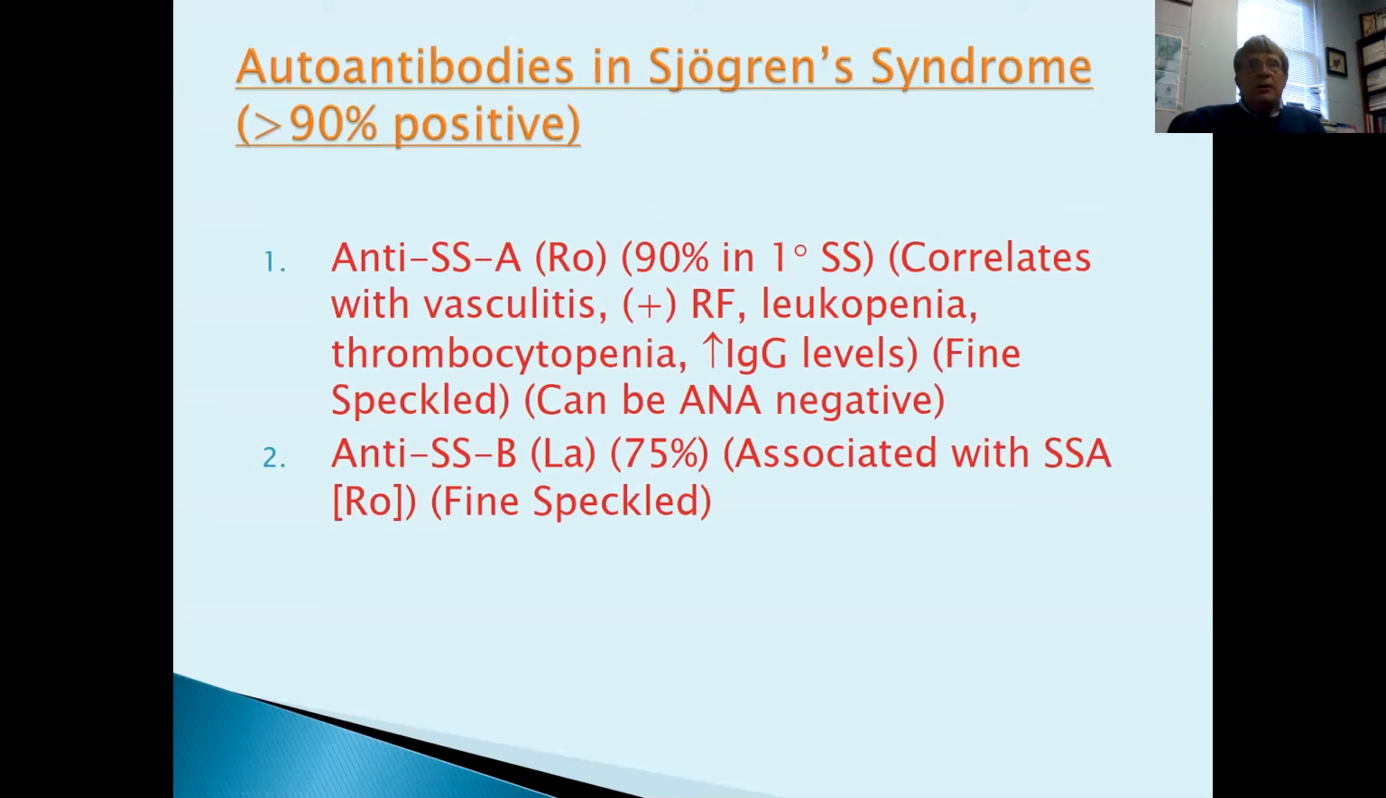Autoantibodies in Sjogren's syndrome occur in about 90% of patients with Sjogren's. These are antibodies to SSA or Ro, or antibodies to SSB and La. They're associated with, again, positive rheumatoid factors, leukopenia, low platelet counts, and increased immunoglobulin levels. So patients with these antibodies, again, immunoglobulin levels should be monitored.